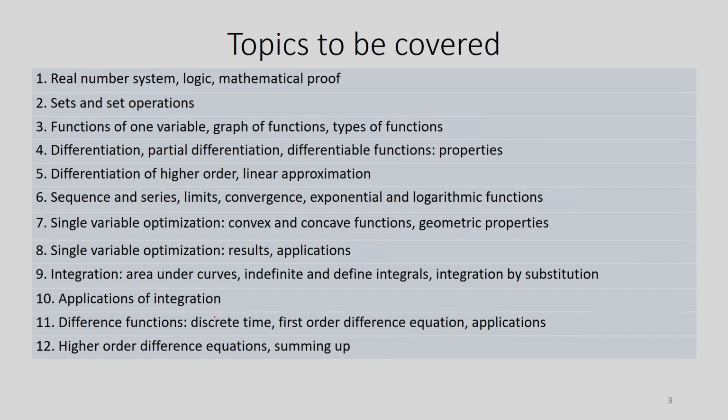Then in chapter 7 we come to what is known as single variable optimization. So, suppose you have just a function of one variable, that is why I have written single variable, and you want to optimize it, you want to find out where it is getting its maximum or minimum, then that exercise is called optimization. So, we are going to talk about how to do that.